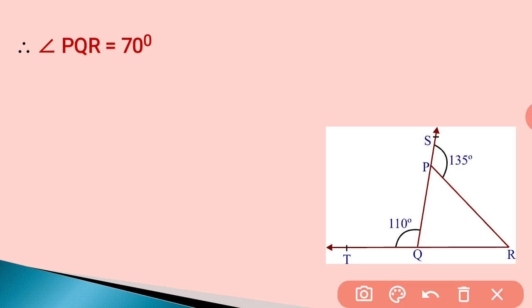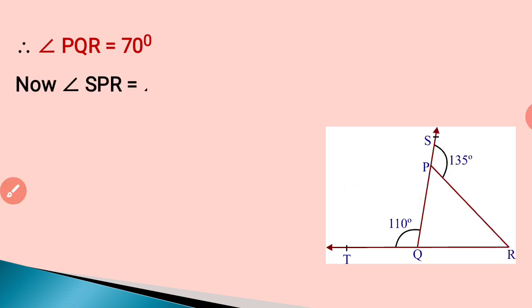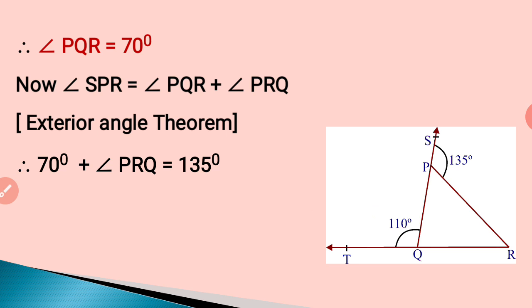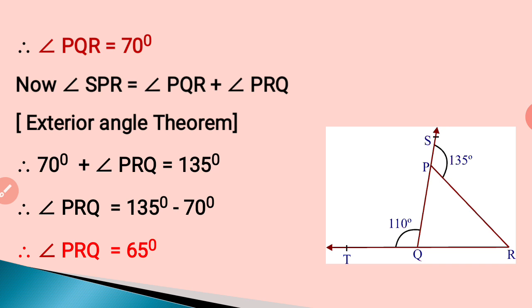Now with this 70 degrees known to us, we can easily find out the measure of R because PQR is a triangle and SPR is the exterior angle. So using the exterior angle theorem, we can find out the measure of R. So this is what is the exterior angle theorem: angle SPR equals angle PQR plus angle PRQ. Now we have to just substitute and get the value of angle PRQ, which is 65 degrees in this case.